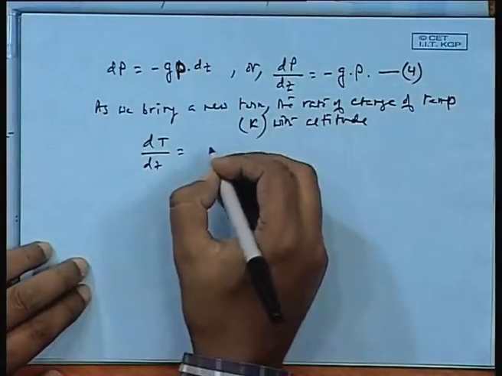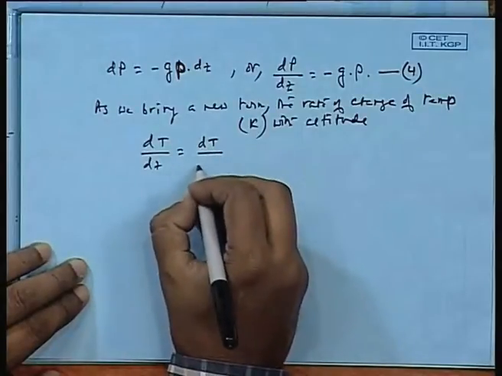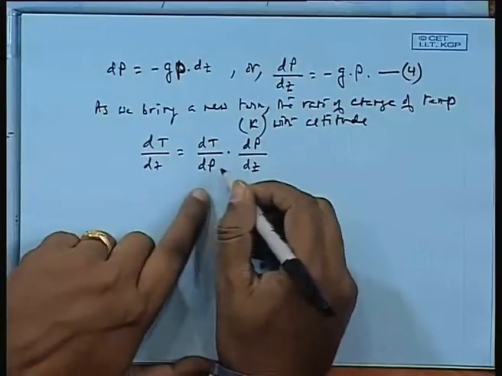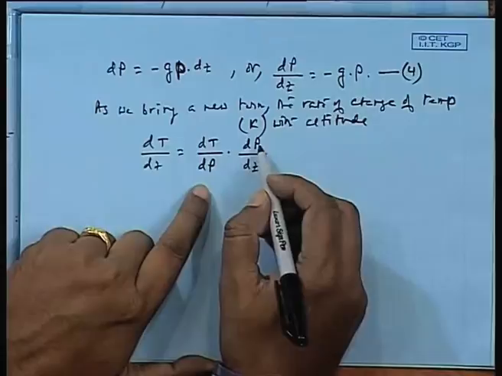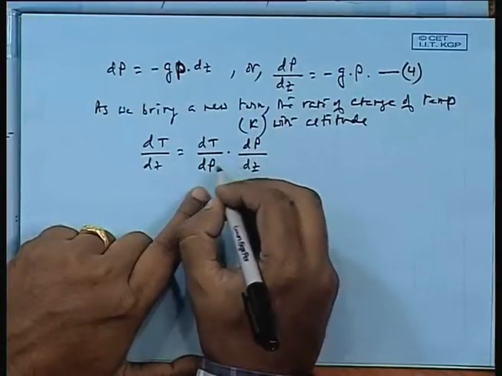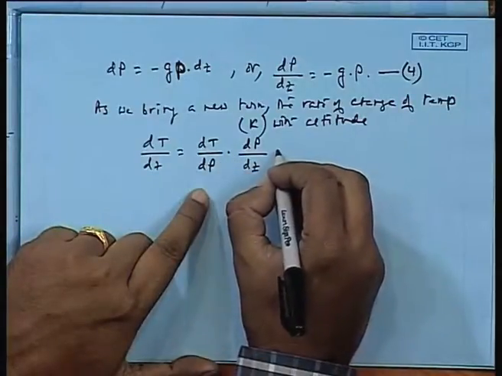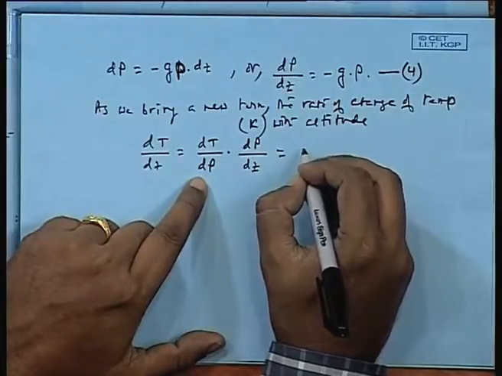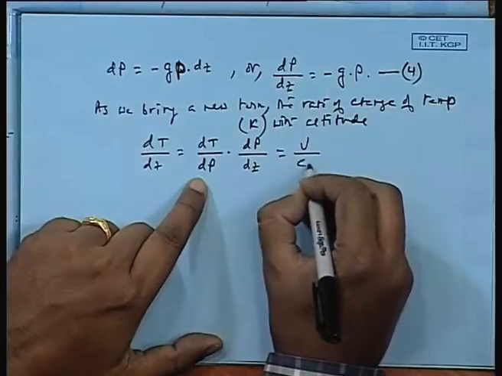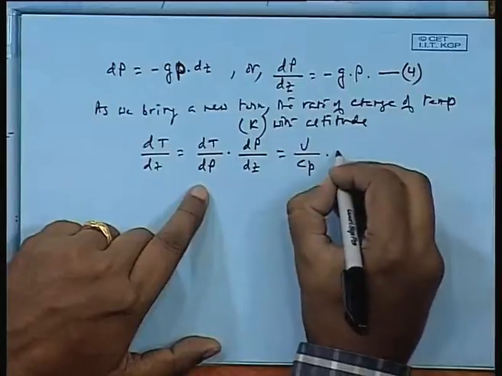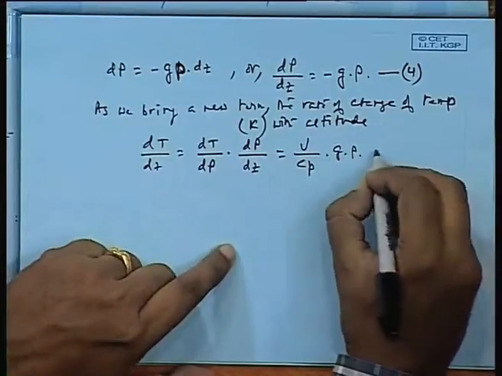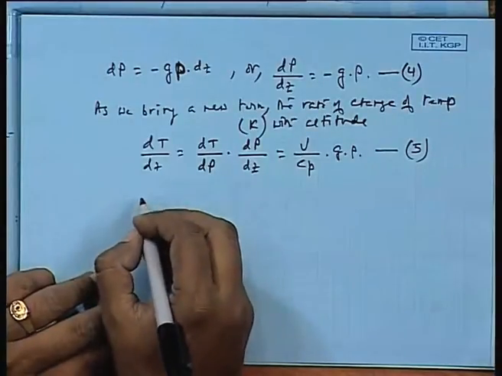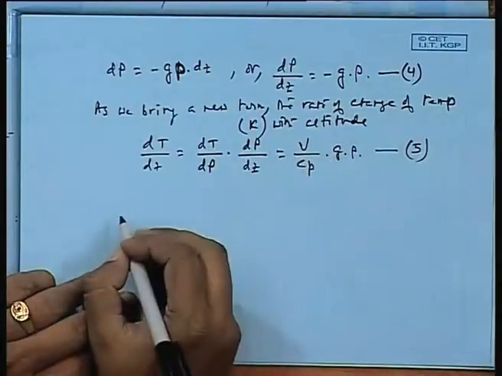With altitude, we can write this as dT divided by dP times dP divided by dz. What we have done is a simple operation, multiplying and dividing by the same term. Here we have found dT by dP is equal to V minus Cp under adiabatic condition, and dP by dz we have already found is minus g into rho. So this is equation number 5.